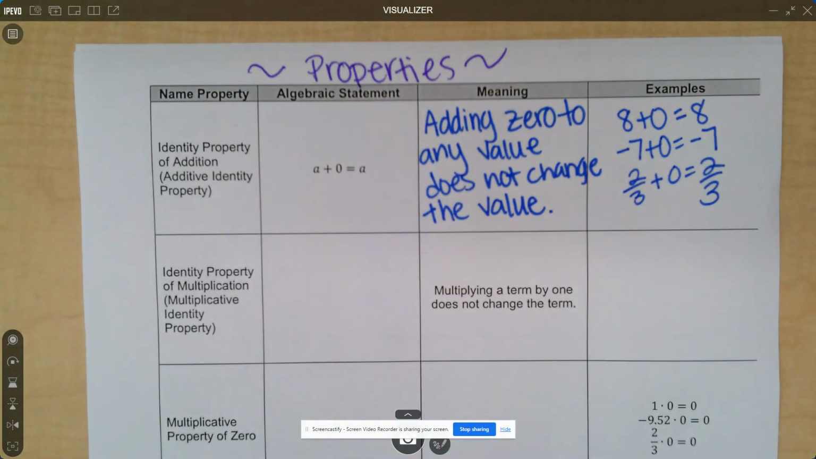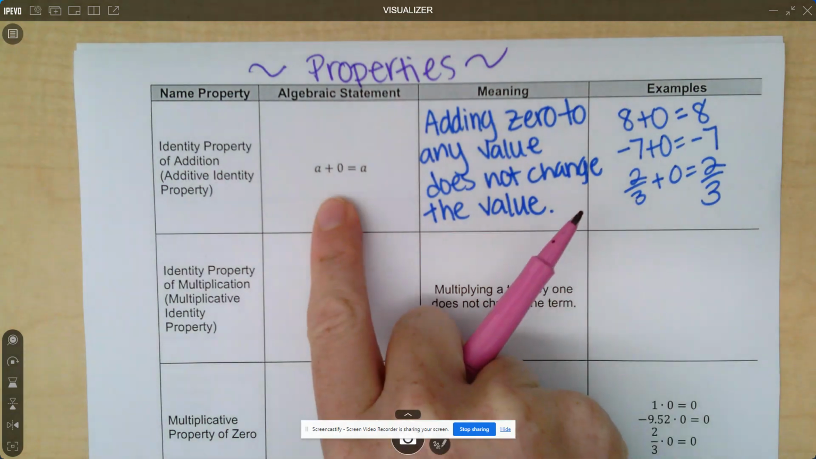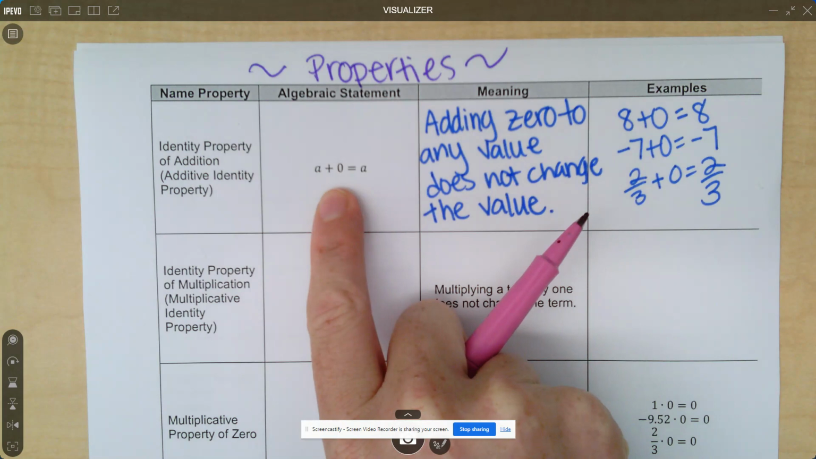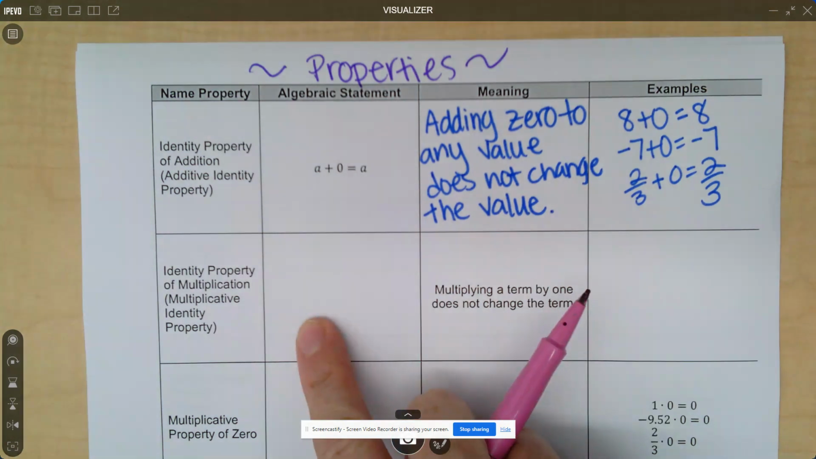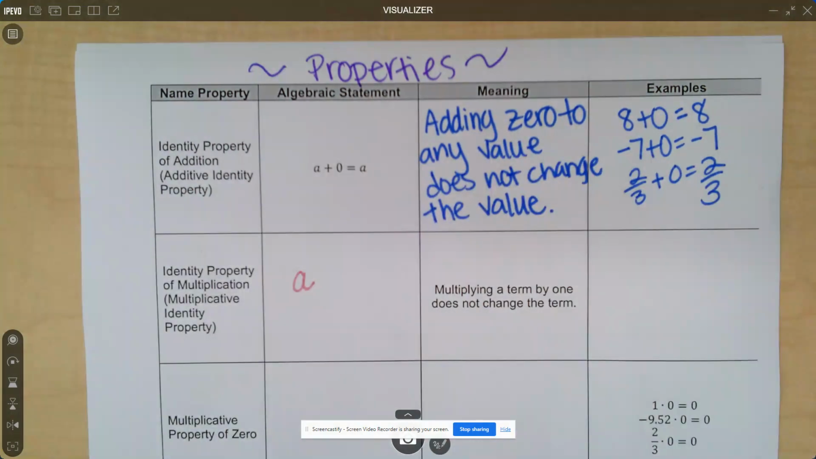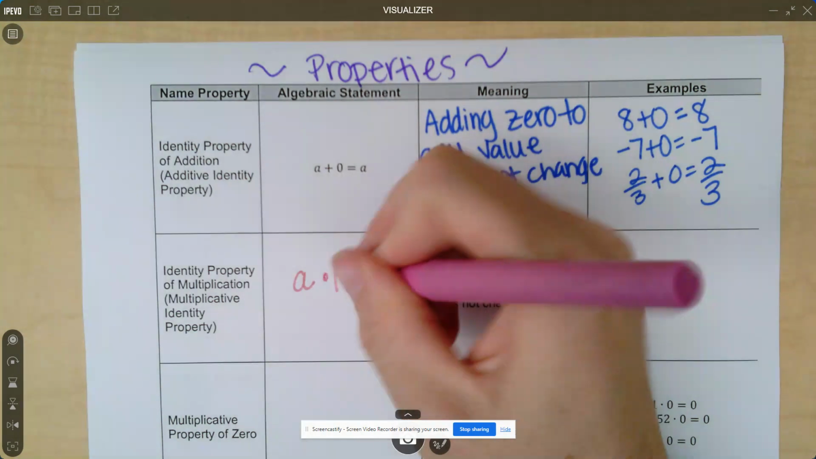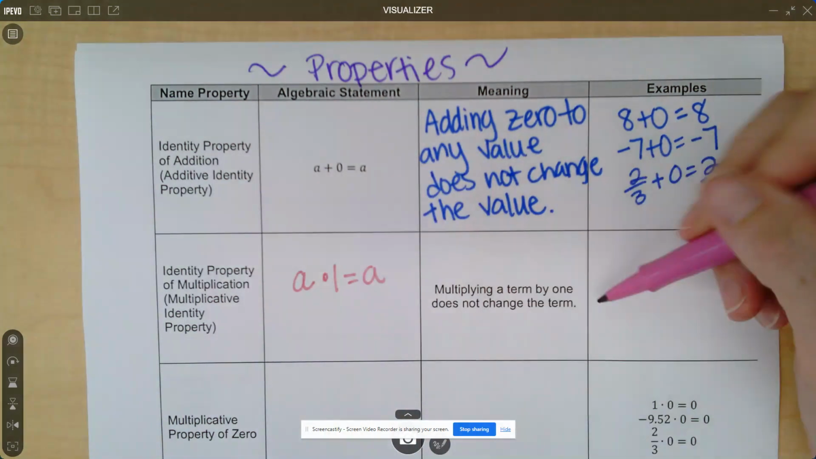The next one we're looking at is the identity property of multiplication, or multiplicative identity property. So very similarly with the additive identity property, we added a number to something and it didn't change it. Here we're going to multiply a number by something and it's not going to change it. What can I multiply by any number and I still get that number? You're right, it's 1. A times 1 is equal to A. Multiplying a term by 1 does not change the term.